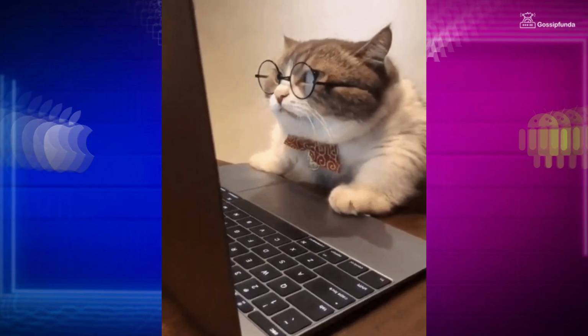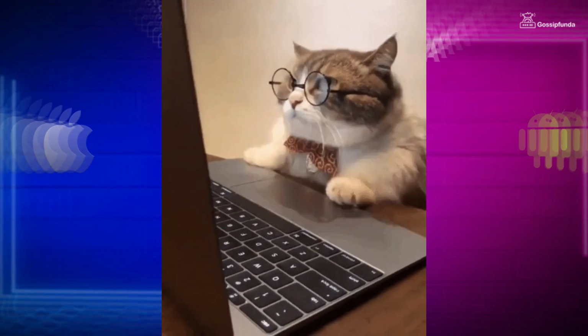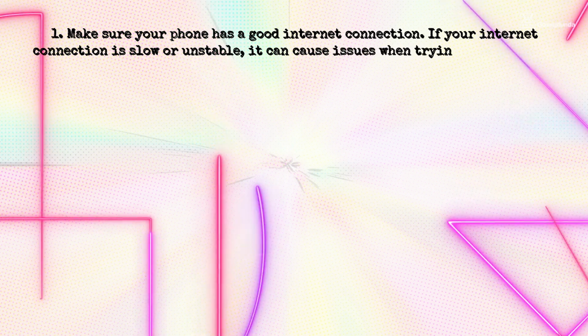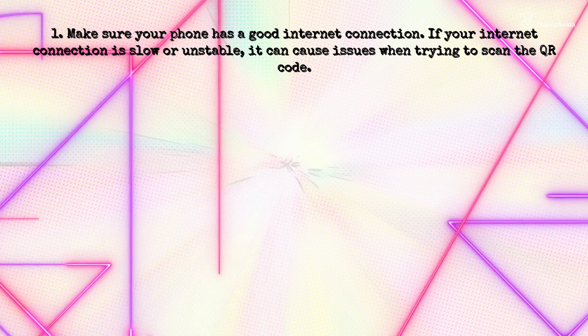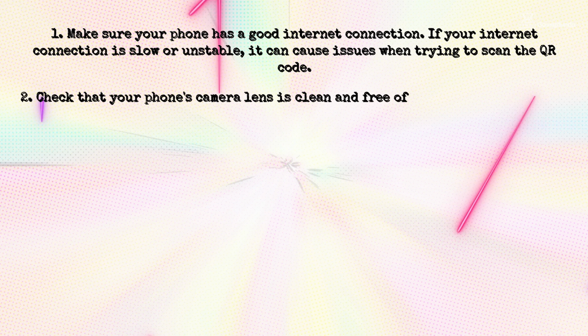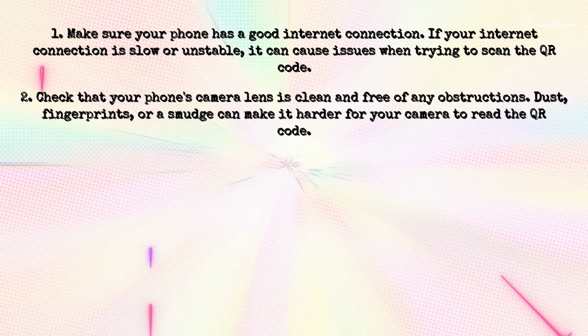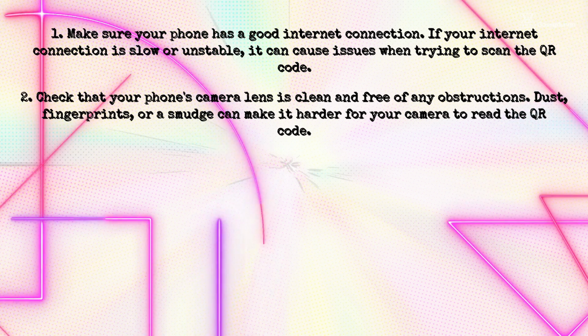So what can you do to fix this error? Here are some steps you can try. Number 1. Make sure your phone has a good internet connection. If your internet connection is slow or unstable, it can cause issues when trying to scan the QR code. Number 2. Check that your phone's camera lens is clean and free of any obstructions. Dust, fingerprints, or a smudge can make it harder for your camera to read the QR code.